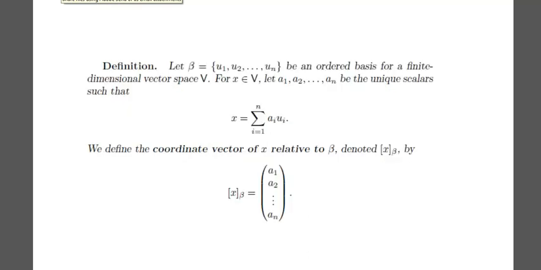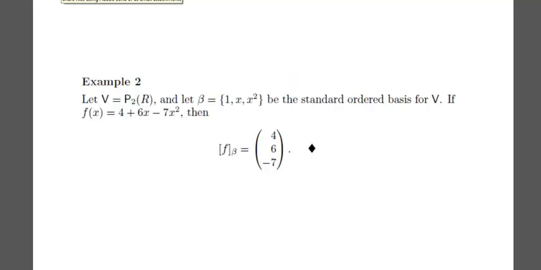Now, suppose beta equal to u1, u2 till un is an ordered basis for a finite dimensional vector space V. Then for any x in V, let a1, a2, till an be the unique scalars such that x is equal to summation i equal to 1 to n of ai ui. Now we define the coordinate vector of x relative to beta, denoted by [x] subscript beta, as all the coefficients written column wise, so that is equal to a1, a2, till an in a column.